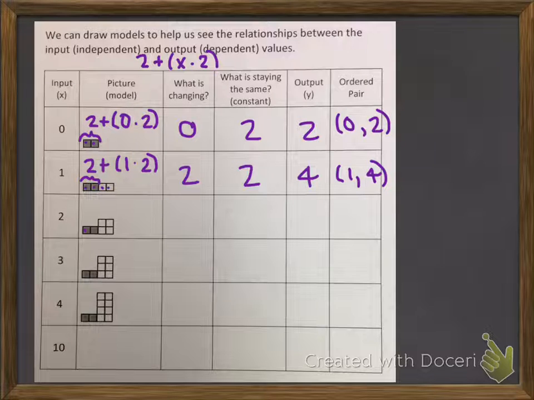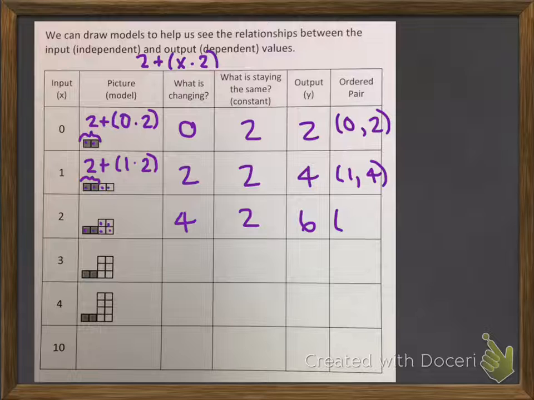In my picture, I see I still have the 2 gray rectangles, and now I have 4 white rectangles. What has changed from the original picture? I now have 4 new squares. What is staying the same in this picture as the other ones before it? The 2 gray squares are the same. The output value is the total number of squares. 4 plus 2 is 6, so I have 6 squares total.